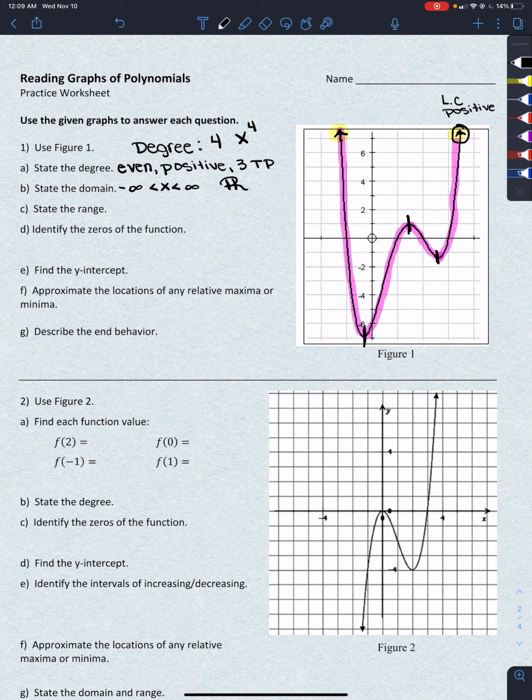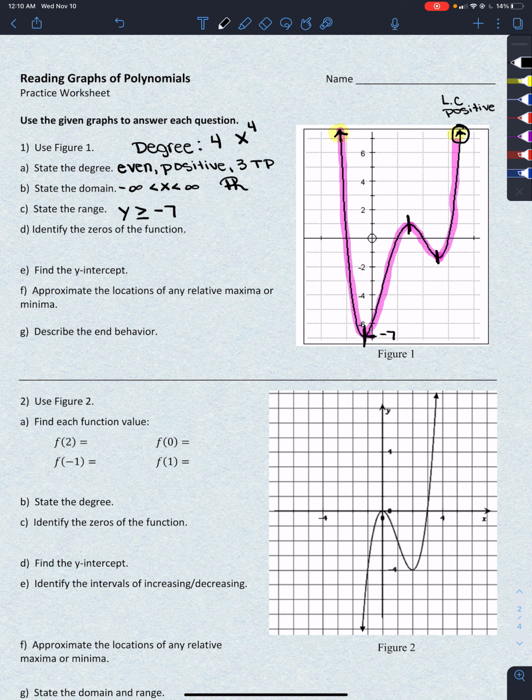Stating the range. The range is the one where we had a few different options. The range at this point is read from the bottom to the top. So what I'd like to first know is how far down on the y-axis does this graph go? Well, this goes down to, I'm going to call that -7. So the range for this one is y is greater than or equal to -7. y can be any value above -7, but it never goes below -7.